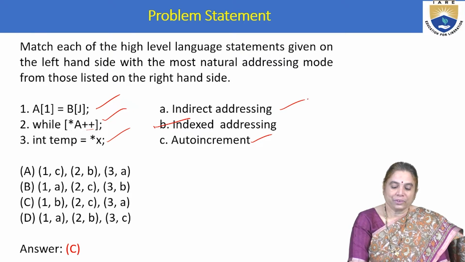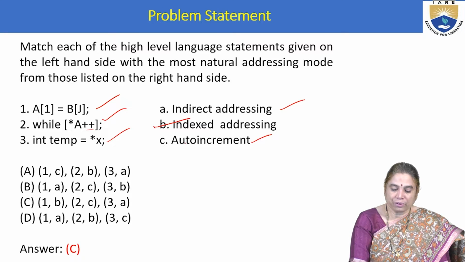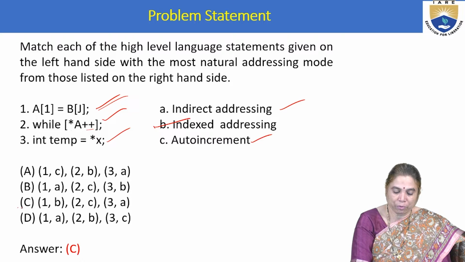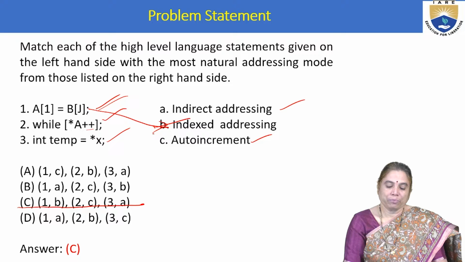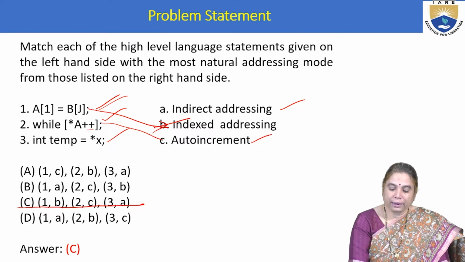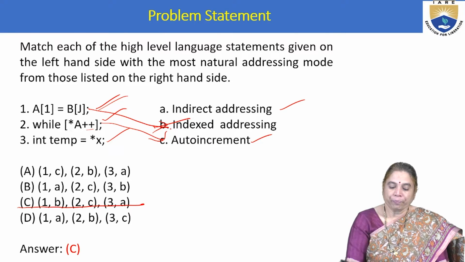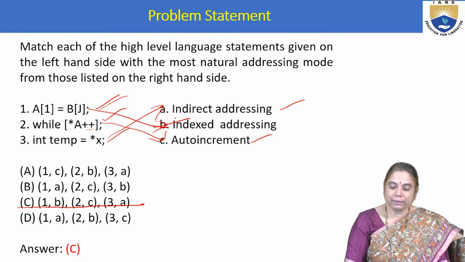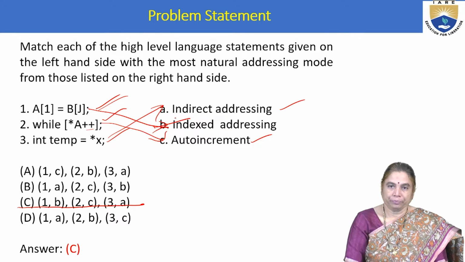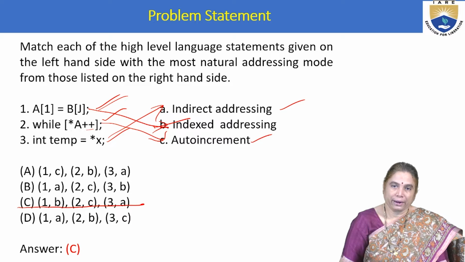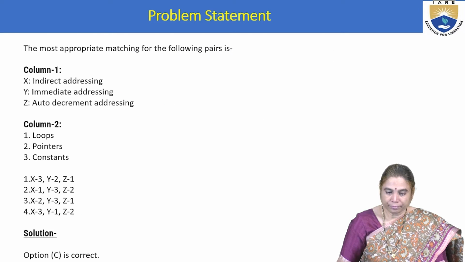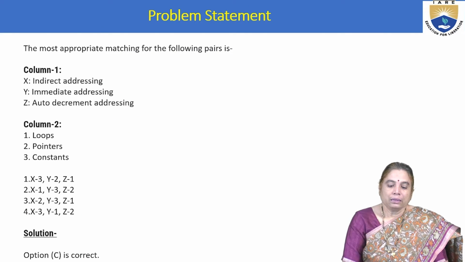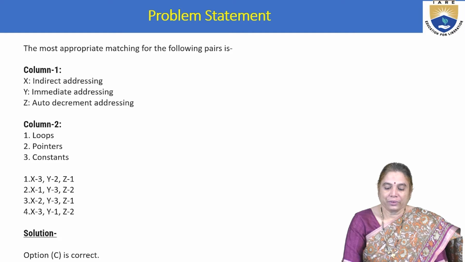So the matching is: for the first, indexing type, it is the indexed addressing mode. For the looping, it can be auto increment mode. And for pointer variable, it is indirect addressing mode. So C is the appropriate answer.